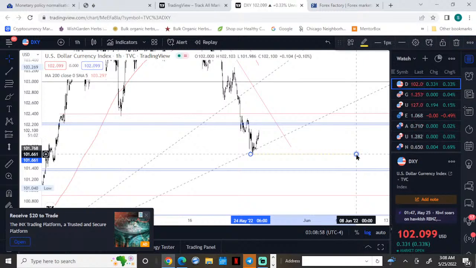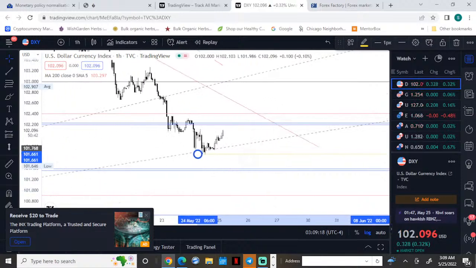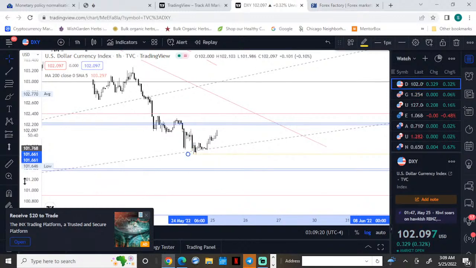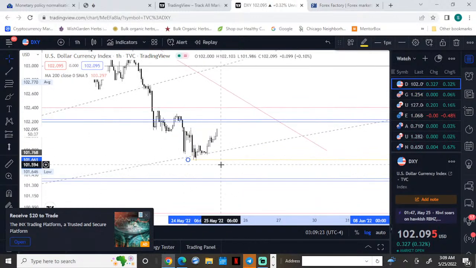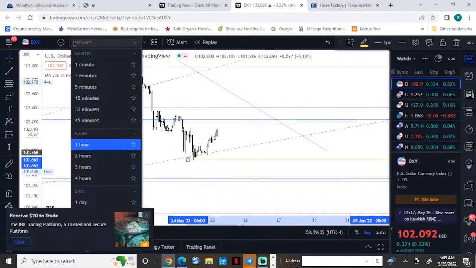Alrighty, so not exactly sure if the dollar is turning around. I would wait for a double bottom for sure before seeing that the trend is changing. A double bottom and a break of structure. So I would like to see a double bottom here on the yellow line. And then see price break structure.